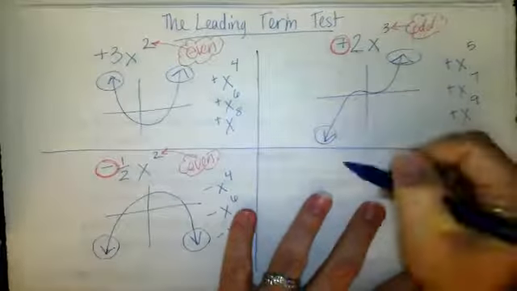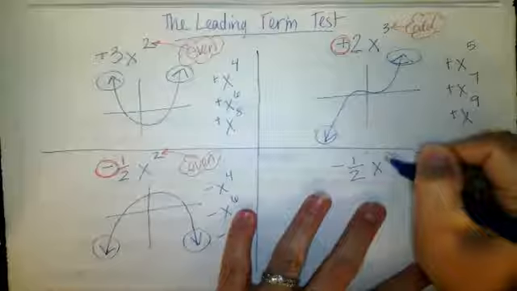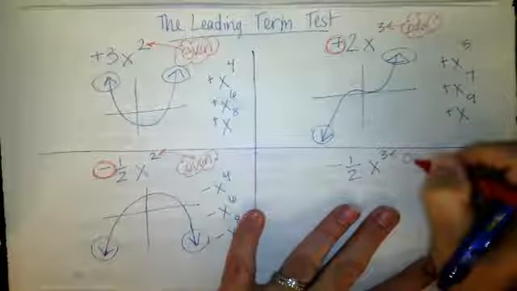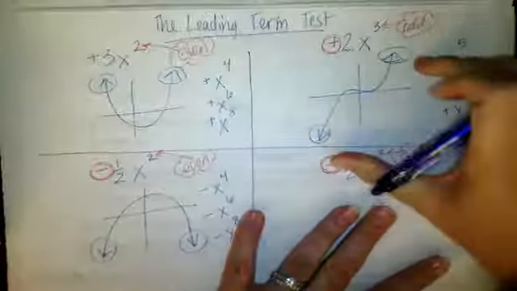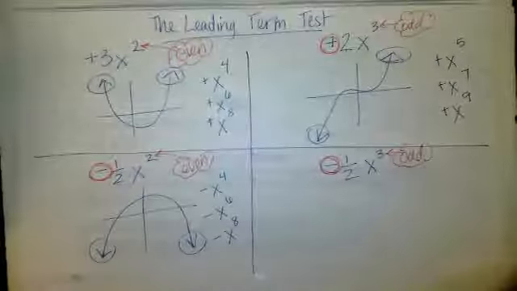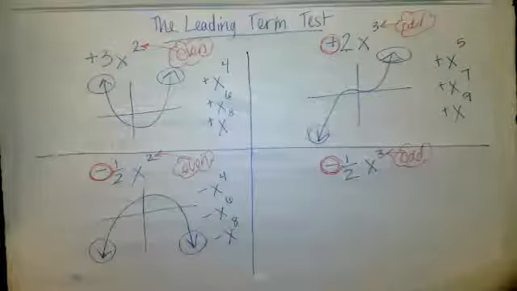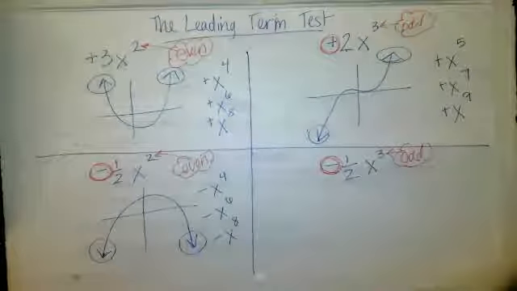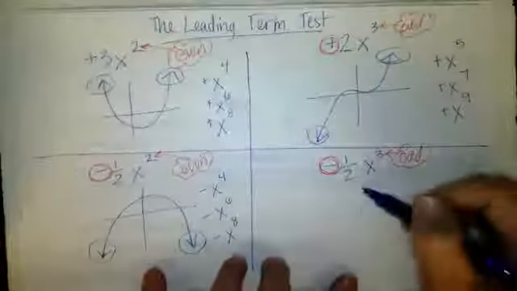What happens if I put a negative in front? Negative 1/2 x cubed. It's still an odd power, but now it has a negative in front. What do you think the negative does to this graph? What do you think that negative is going to do? Still going to be odd arms. What do they have to do? Well, either way, they're going to switch.